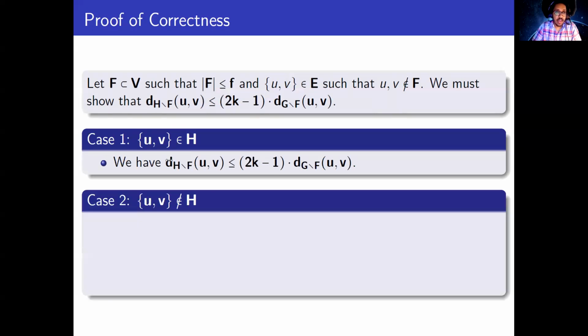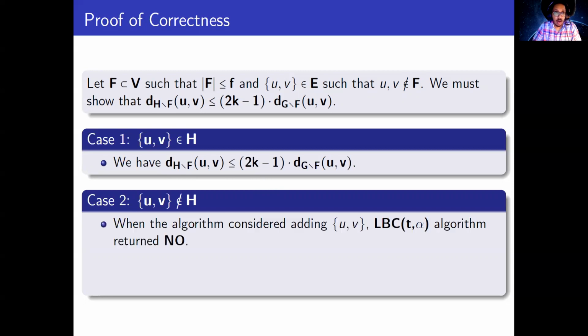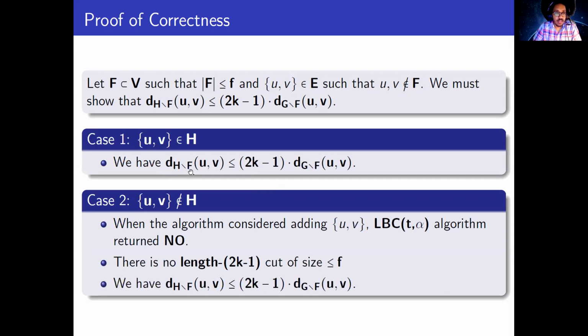In case two, we have that the edge UV is not in our spanner. This means that while we were constructing our spanner, when we asked the LBC approximation algorithm if we should add UV, it said no. This means that there is no length 2k minus 1 cut of size less than or equal to F, meaning that the spanner property holds if we remove all the vertices in our fault set F, since there is no length t cut of size less than or equal to F.